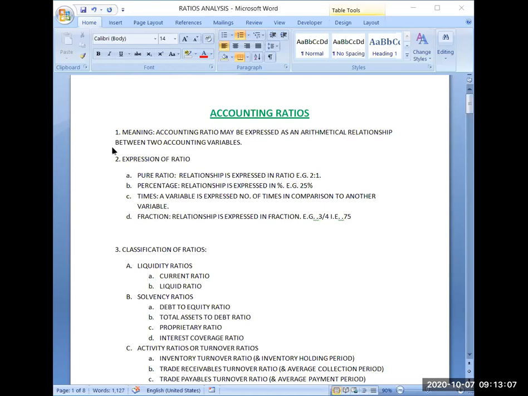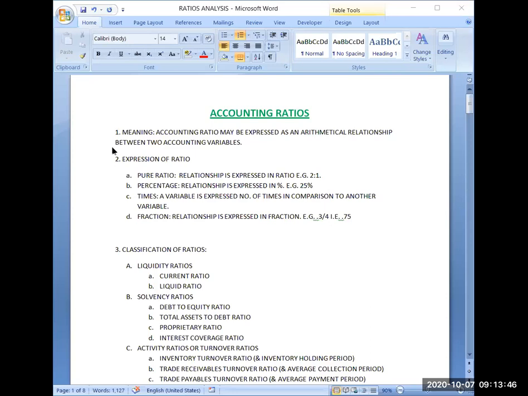An accounting ratio may be expressed as an arithmetical relationship between two accounting variables. Now what are accounting variables? Whatever information you are giving in your financial statements, it can be balance sheet, it can be statement of profit and loss. And you know now that in balance sheet, you will get the information regarding various assets and liabilities. And in statement of profit and loss, you will be getting information regarding revenue from operations, that is sales.